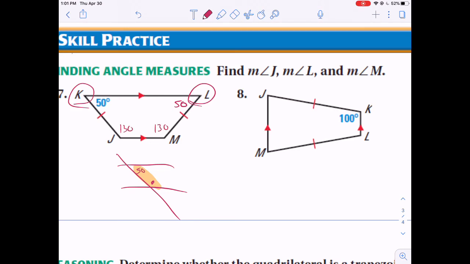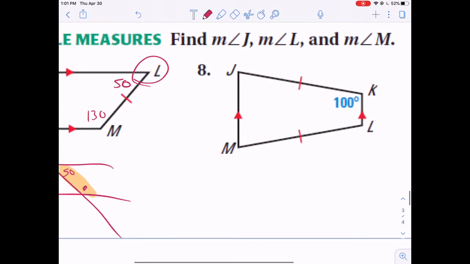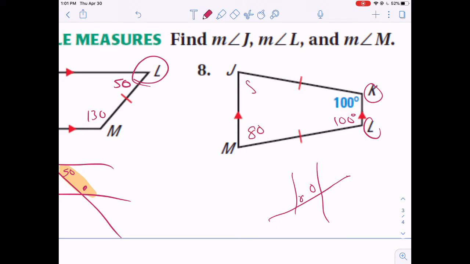On to the next shape. Again, it's an isosceles trapezoid. I know that K and L are equal, so it's going to be 100, 100. I also know that L and M, and K and J, should both add up to 180, because again, you have parallel lines and a transversal. These two angles have to add to 180. So we got 100 here, 80 here, 80 here. Again, these are only for isosceles trapezoids.